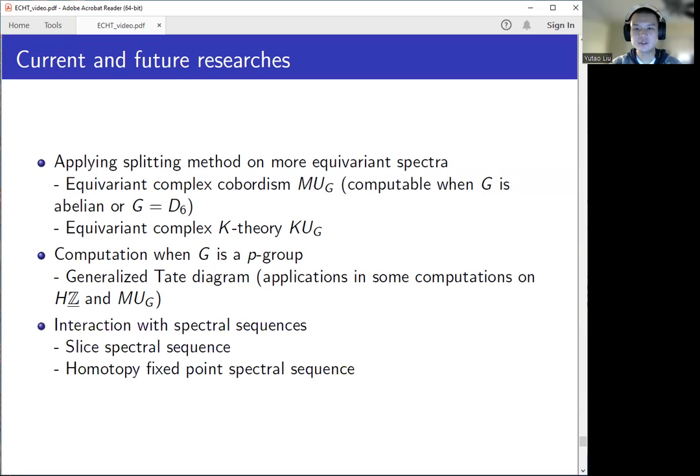Another idea of my interest is the interaction between the splitting method and some special spectral sequences. There are two examples I have in mind. The decomposition theorem in our splitting method works well for the slice cells and in the construction of homotopy fixed point spectra. So I would like to see if there are any possible applications in these two spectral sequences.